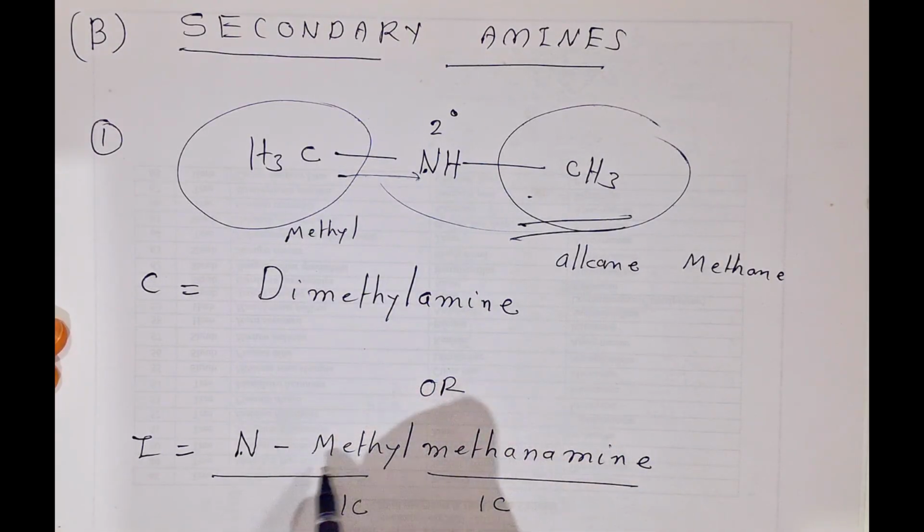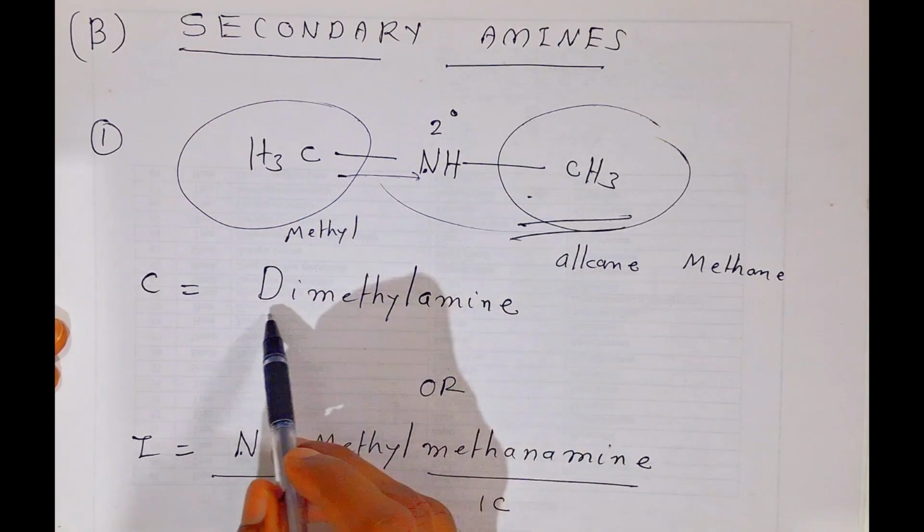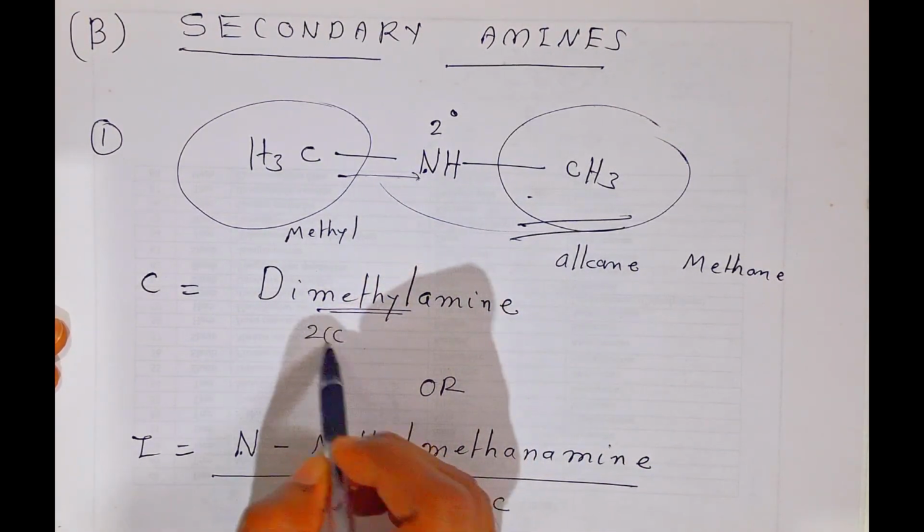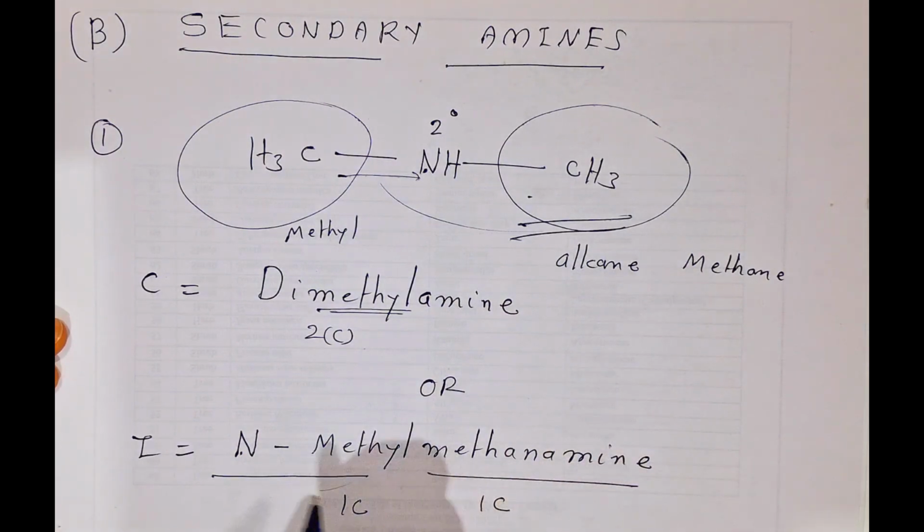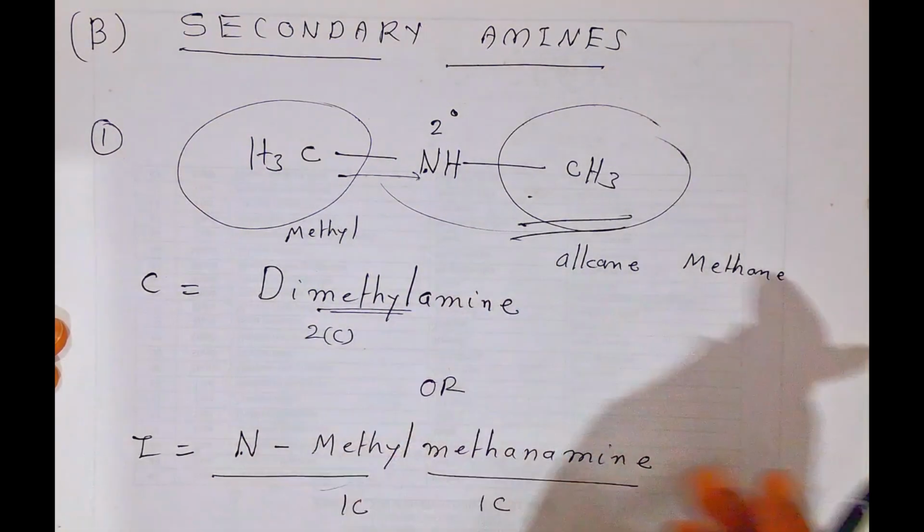Okay students, the word methane is coming two times. So N-methyl, but it is an alkyl type of methyl. So N-methyl methanamine. Here it is dimethyl. Di means two carbons. So dimethylamine. Understanding students? So N-methyl methanamine is nothing but dimethylamine.